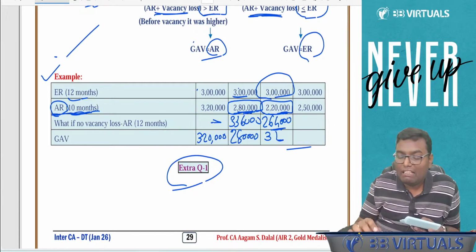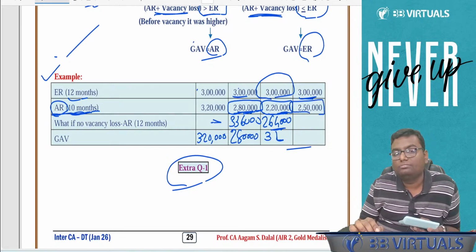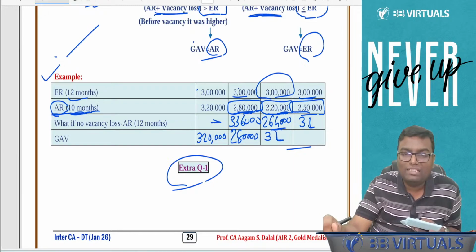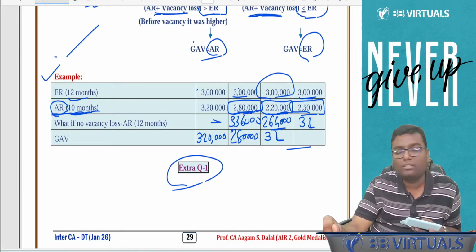Last. Expected rent is 3 lakh for 12 months. Actual rent of 10 months is 2 lakh 50,000. If there had been no vacancy, can I say my notional rent would have been rupees 3 lakh? Now tell me what will be the GAV. Will concession be given or not?